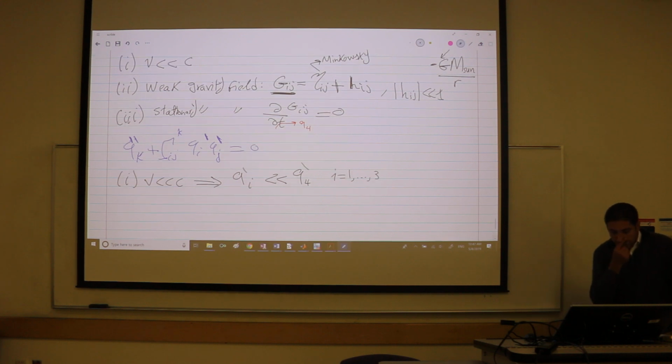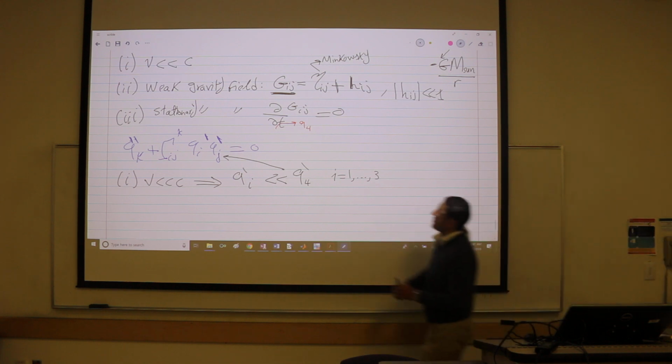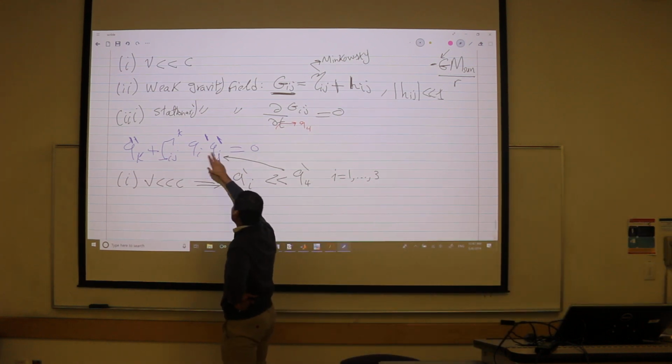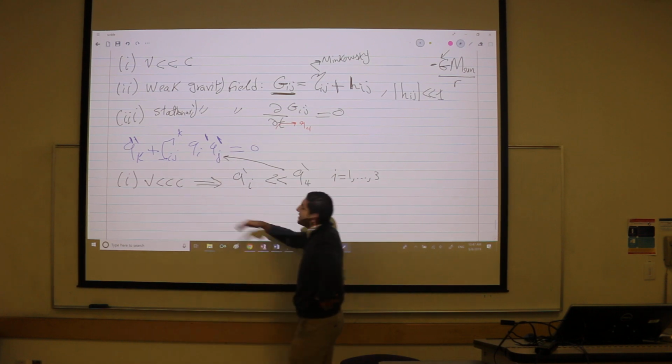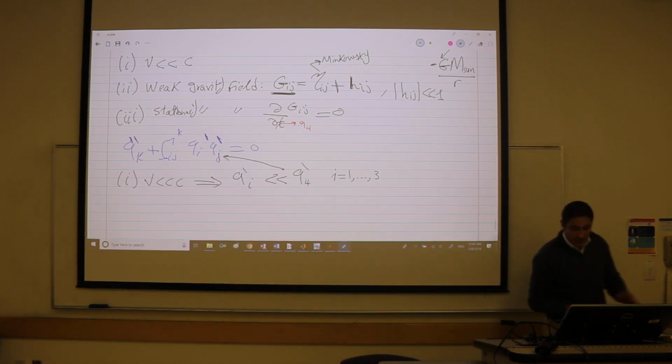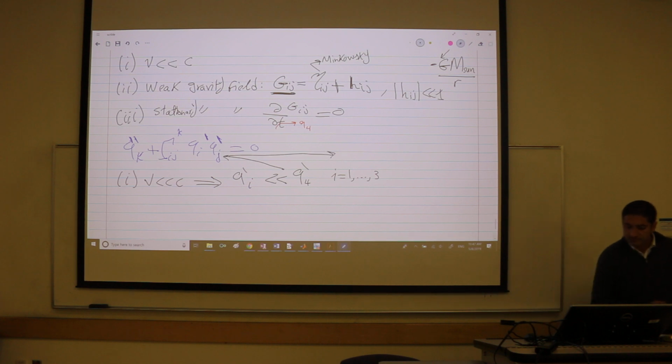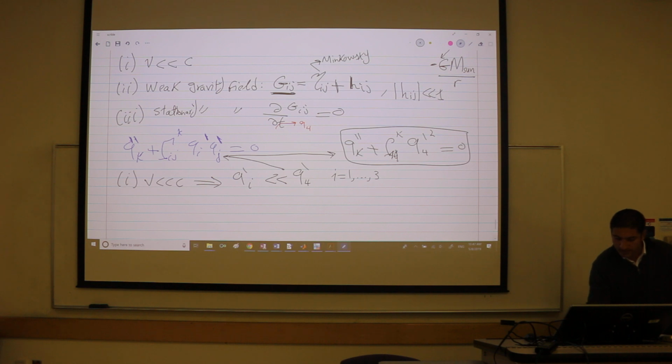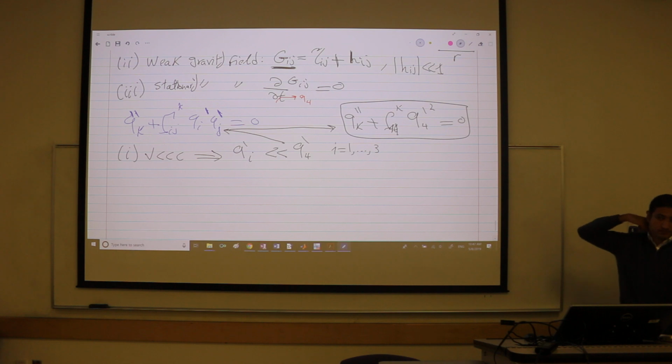So if you do this, let's say I have Q1 prime, Q2 prime, Q3 prime, everything is negligible with respect to Q4 prime. So this immediately gives you that our equation of motion for all the variables has gamma ijk, now with only Q4 prime, so this is Q4 prime squared. This is my equation of motion. We're not done yet, of course. It's a little bit of a long journey. Any questions so far?